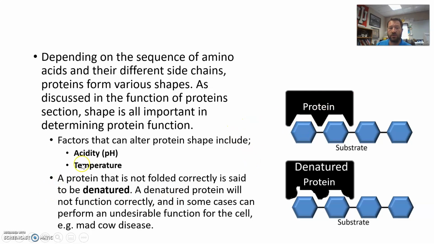If that protein is subjected to a different pH, different acidity, or a different temperature than what it's used to, those R groups might start to react differently. The whole protein may fold differently, and boom, not good news. We have what we call a denatured protein. It's when a protein has the wrong shape. So you'll notice it no longer has that hexagonal shape. It's not going to fit this substrate the way it should. This protein probably can't do its job because it is denatured. So acidity and temperature are both very, very important when it comes to protein folding and proteins doing their jobs.